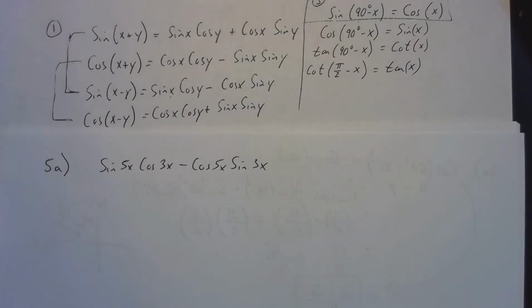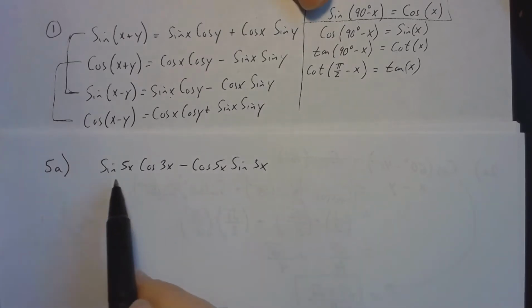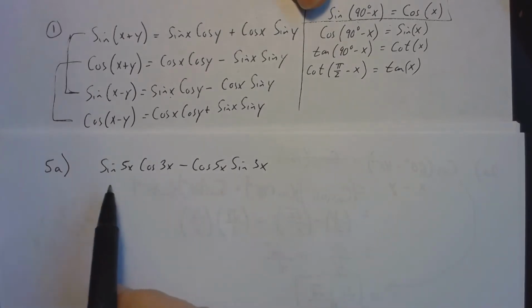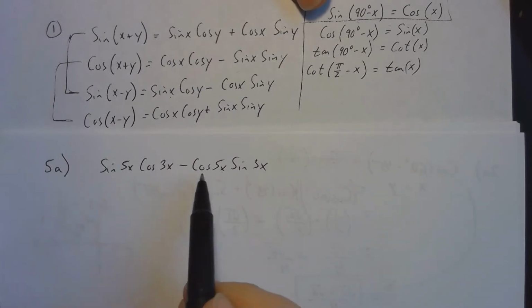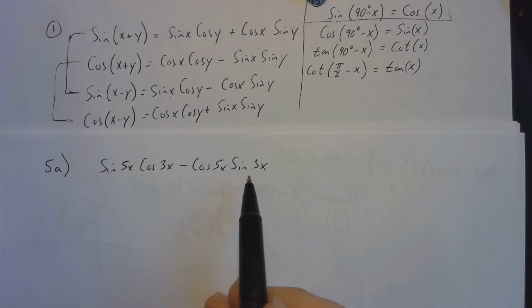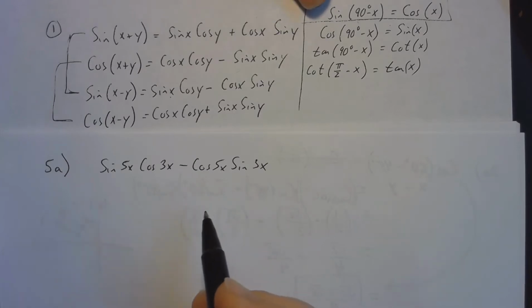In this video, we'll be continuing to work with the sine and cosine sum and difference identities. This next example specifically asks, write each expression in terms of a single trigonometric function. I've got this obnoxious looking thing: the sine of 5x times the cosine of 3x, minus the cosine of 5x times the sine of 3x. My goal is to write this as a single trig function.